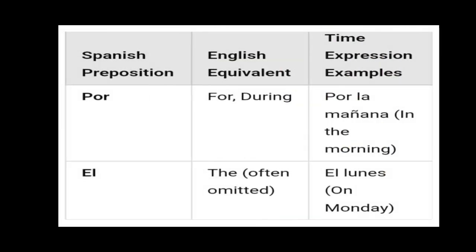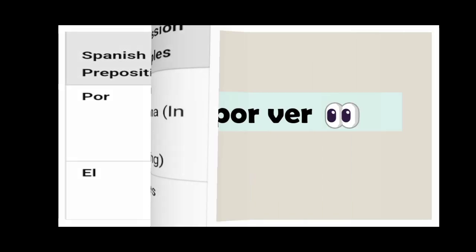Here are the complete details. You can easily look and learn. Por, for, during, por la mañana, in the morning. El, the, often omitted. El lunes, on Monday. So here we learned all the Spanish prepositions of time.